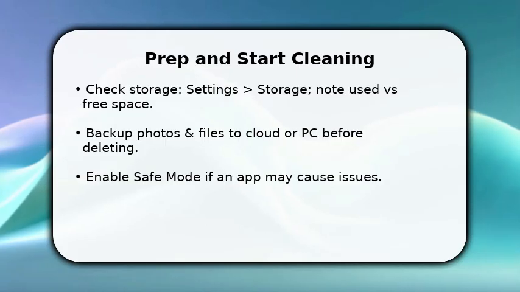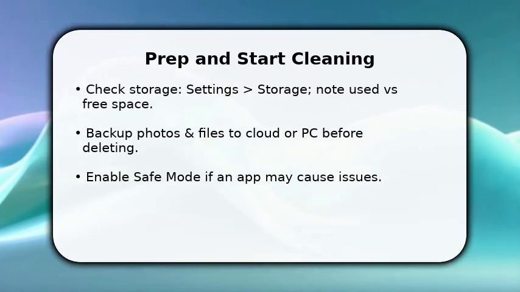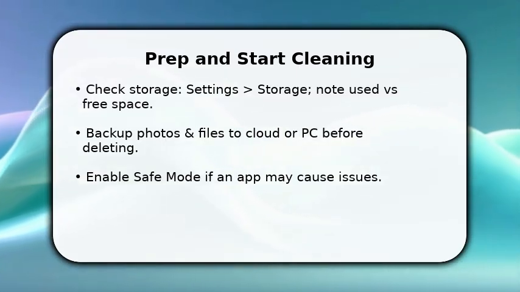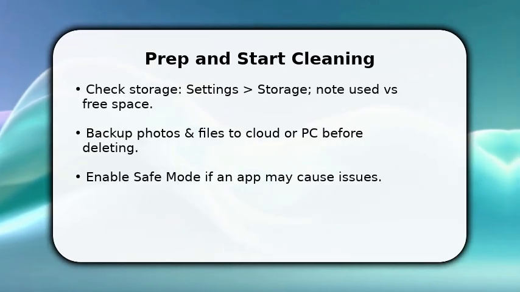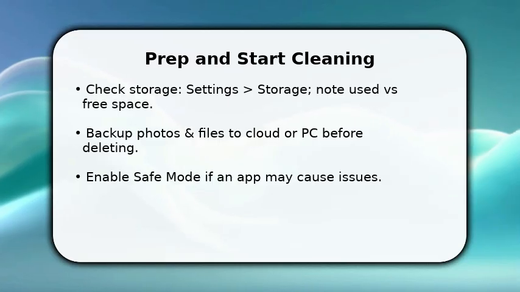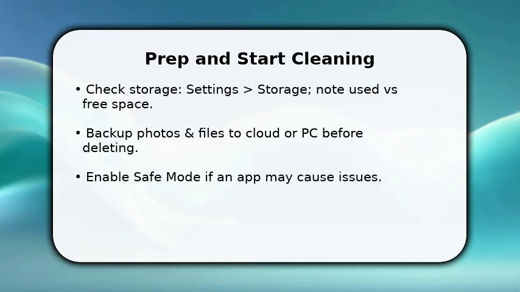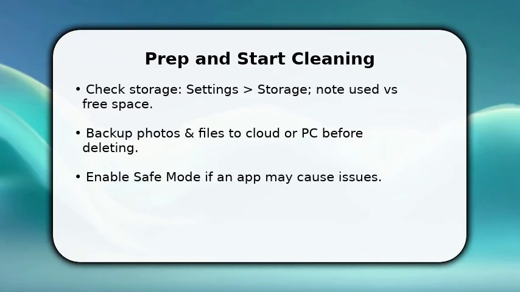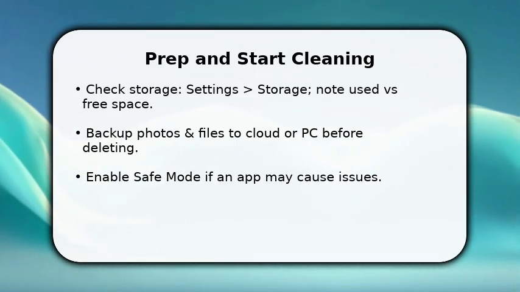You'll begin by verifying what's using space and preventing mistakes. Open Settings and tap Storage to see used versus free. Once you've noted large categories, back up photos and important files to a cloud service or your PC so deletions are reversible. Make sure to enable Safe Mode if you suspect a misbehaving app. This isolates problems and prevents accidental loss.